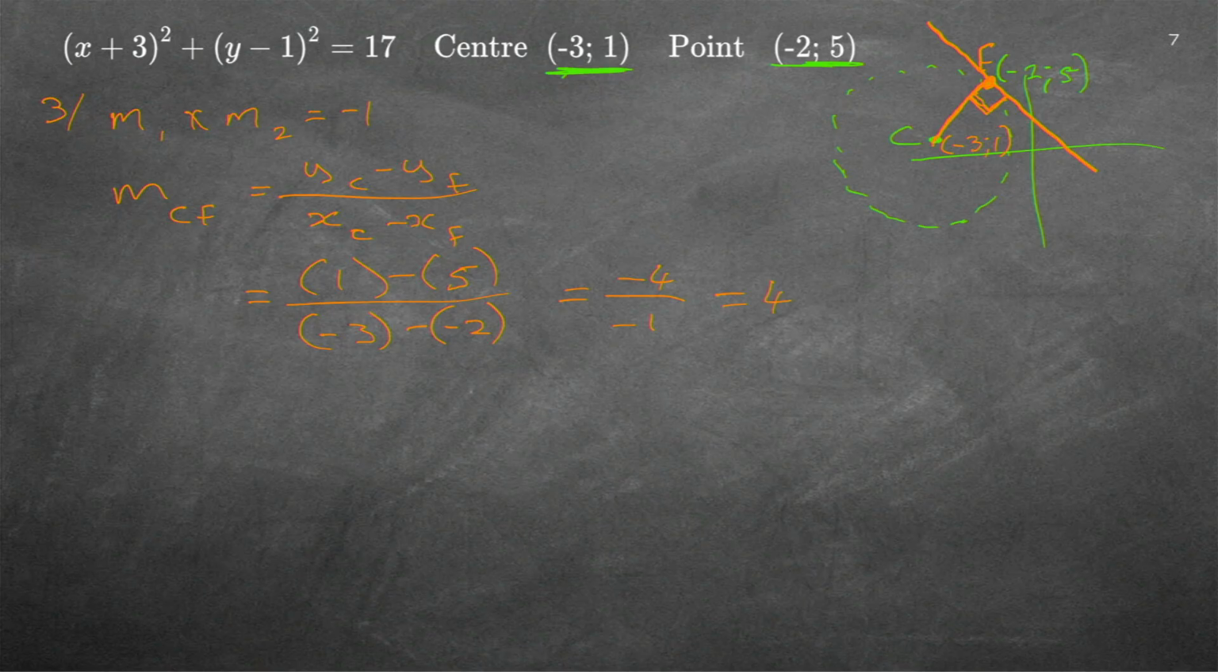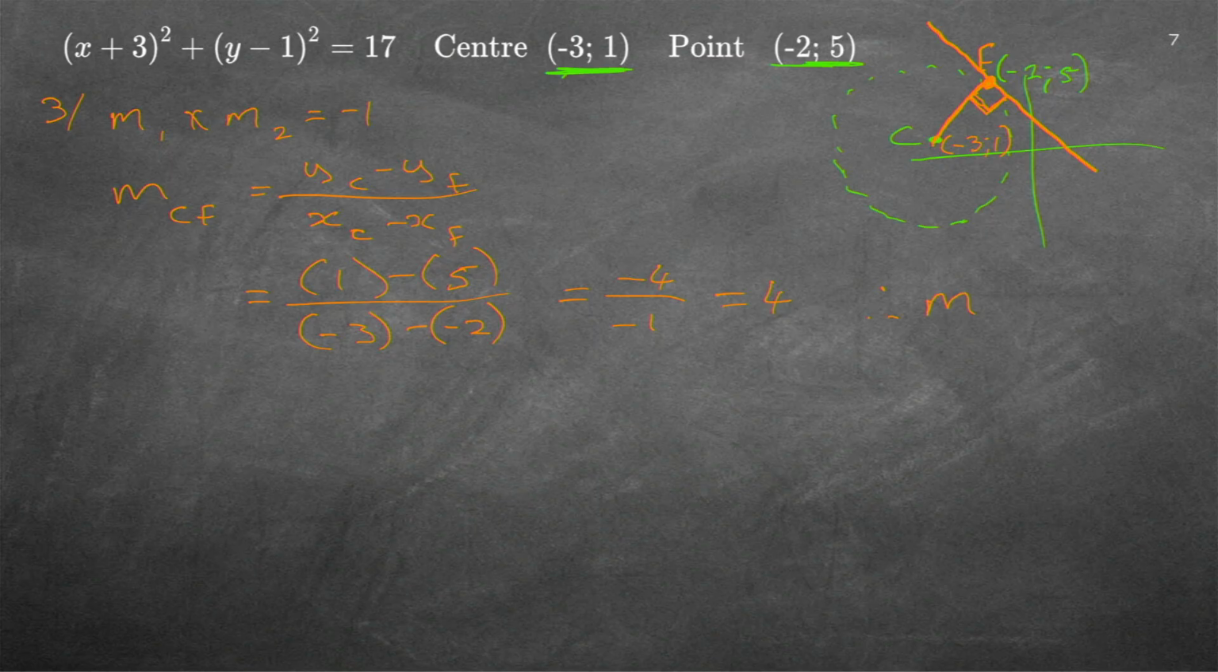Now I've got my radius's gradient. Remember, very common mistake: many people just use this gradient to go to their straight line. This is the radius's gradient. I need the tangent's gradient because I need the tangent's equation. So then I'm going to immediately write.